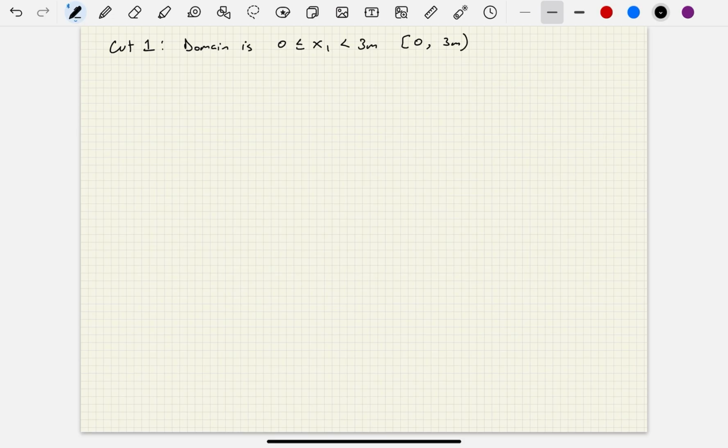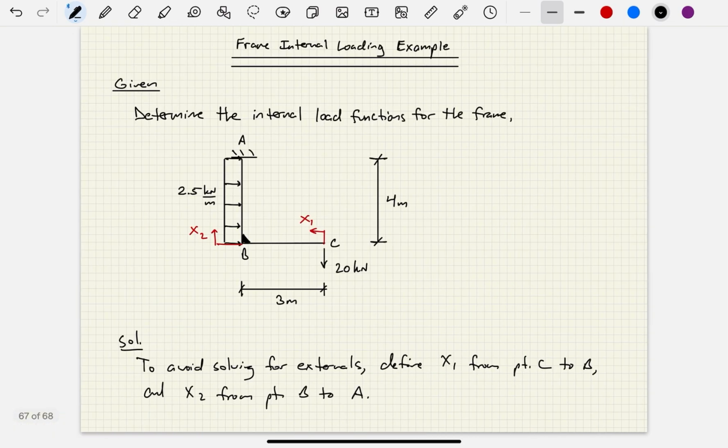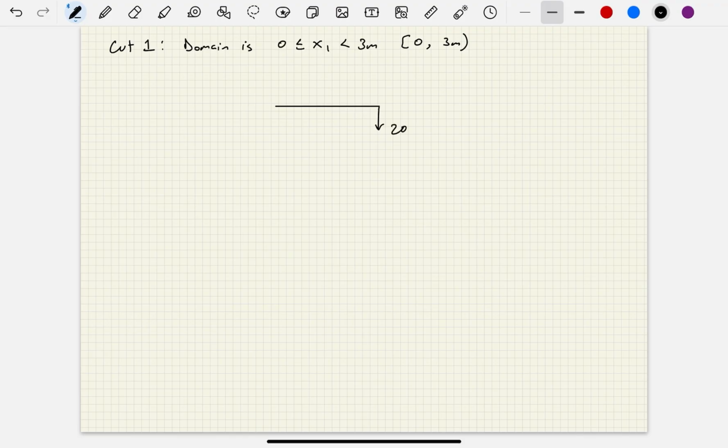So let's go ahead and draw that free body diagram. So we're going to have that horizontal member, and then we have the load there. What was it? 20 kilonewtons. 20 kilonewtons. And then we have this cut right here. Now, what is this distance of this cut? Let me color code it here in red. What is this distance of this cut?